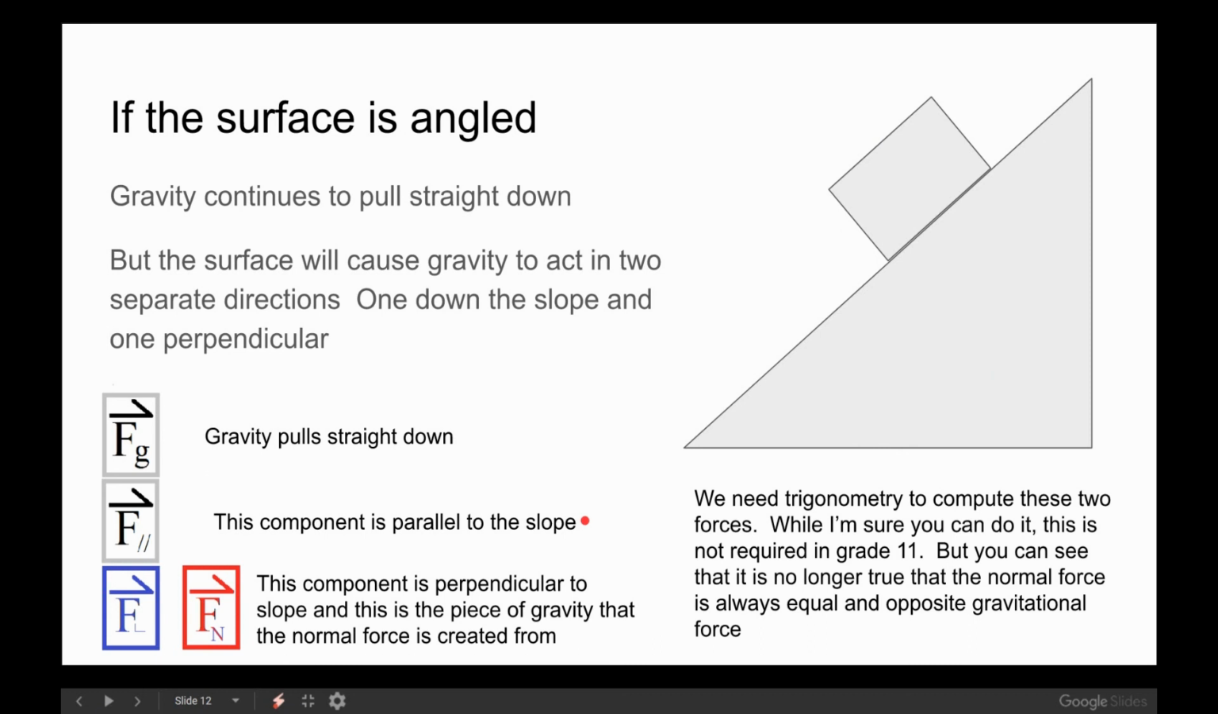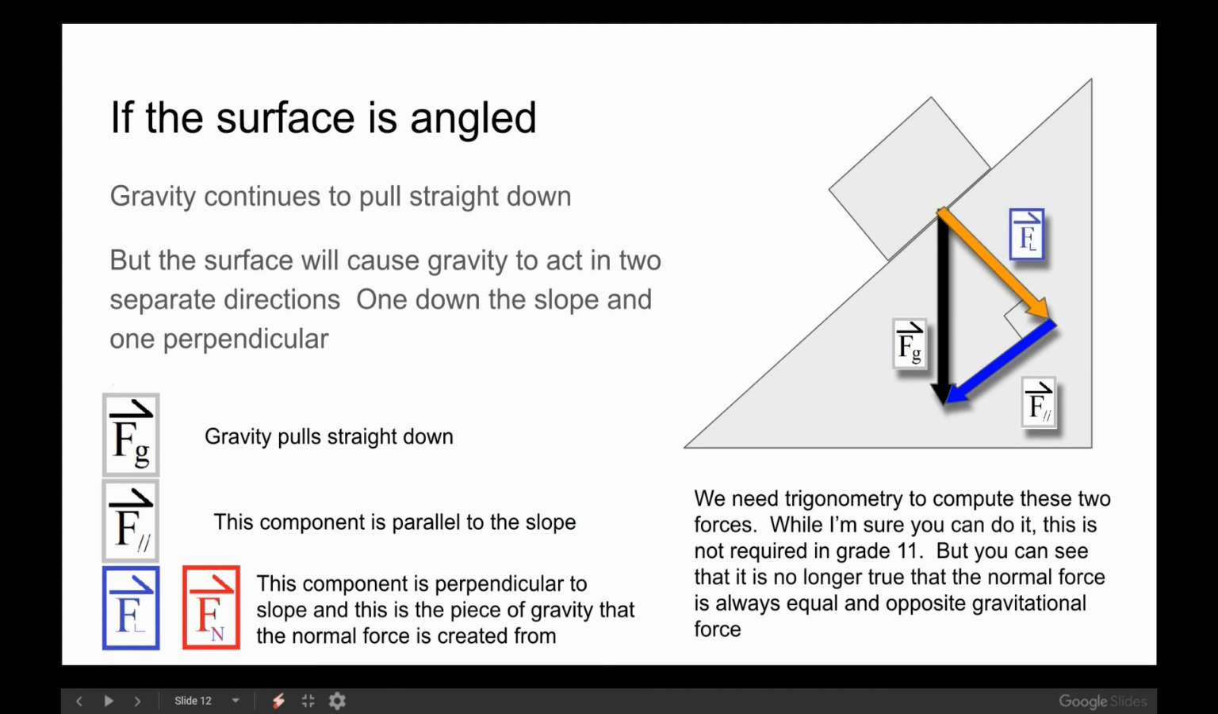In grade 12, this is what you'll do. You'll have force of gravity straight down. Then there's going to be a force parallel to the ramp and a force perpendicular to the ramp. And now the normal force will not be completely gravity. It will be a component of gravity. And you can see if this ramp tipped to the vertical, there would no longer be any push against the surface. Gravity would pull straight down and the normal force would vanish.